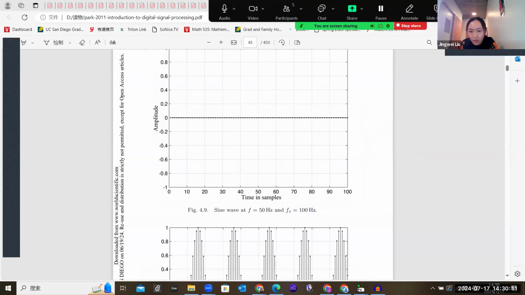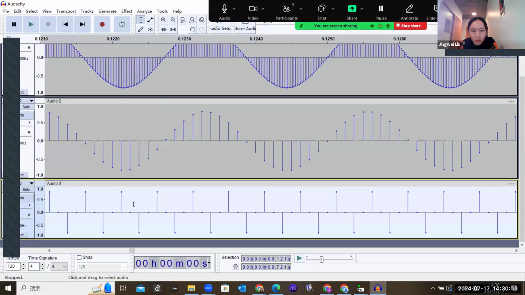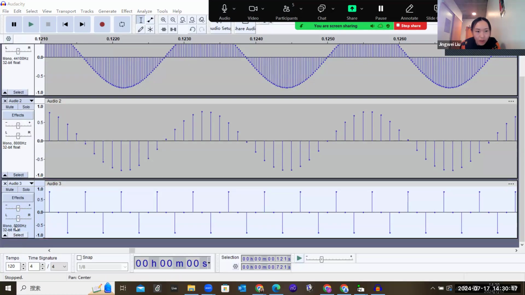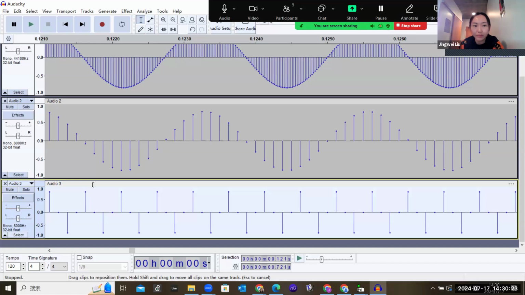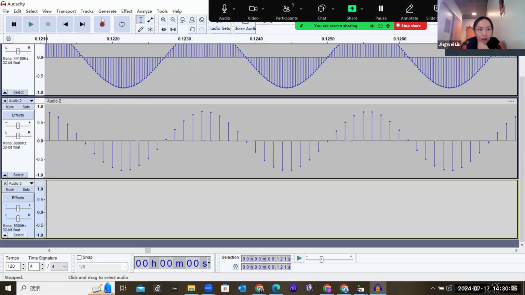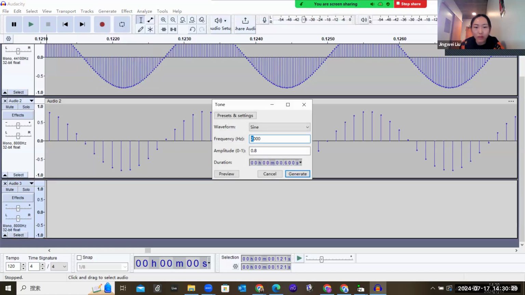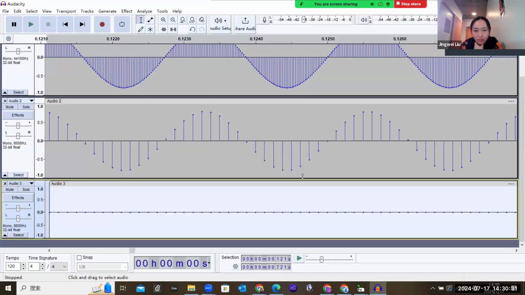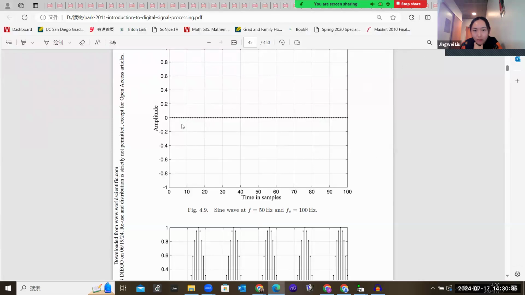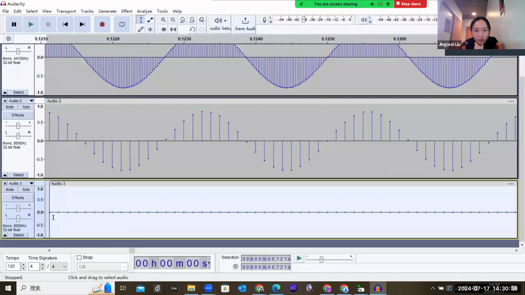So let me do this here. Now we have a sampling rate of 8,000. So half of 8,000 is 4,000, right? So let me generate a tune. Let me choose 4,000 and generate. Okay, so I was drawing this graph. It gives you just a line.